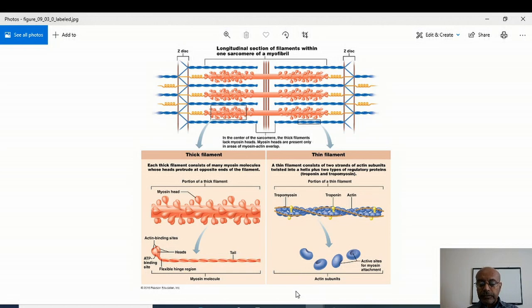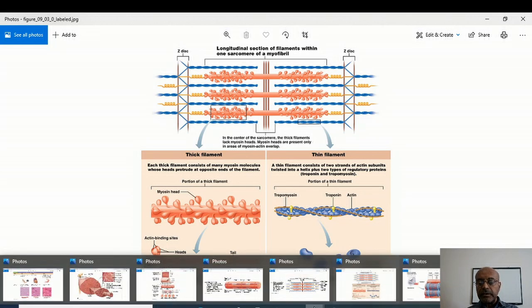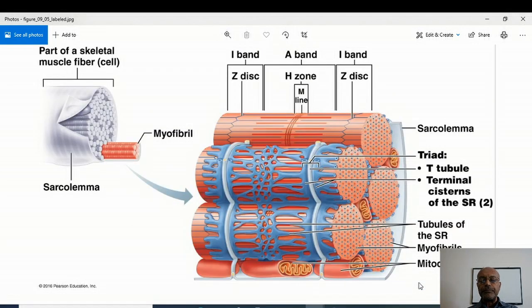So going back to the picture where we were, which is this one, I was telling you about this triad, triple, which consists of terminal cisternae, which is part of the sarcoplasmic reticulum. You remember sarcoplasmic reticulum in other cells also. It's one of the organelles in every cell. Here is a T-tubule, which you don't find in other cells, which is connected to the sarcolemma or plasma membrane of the skeletal muscle tissue.